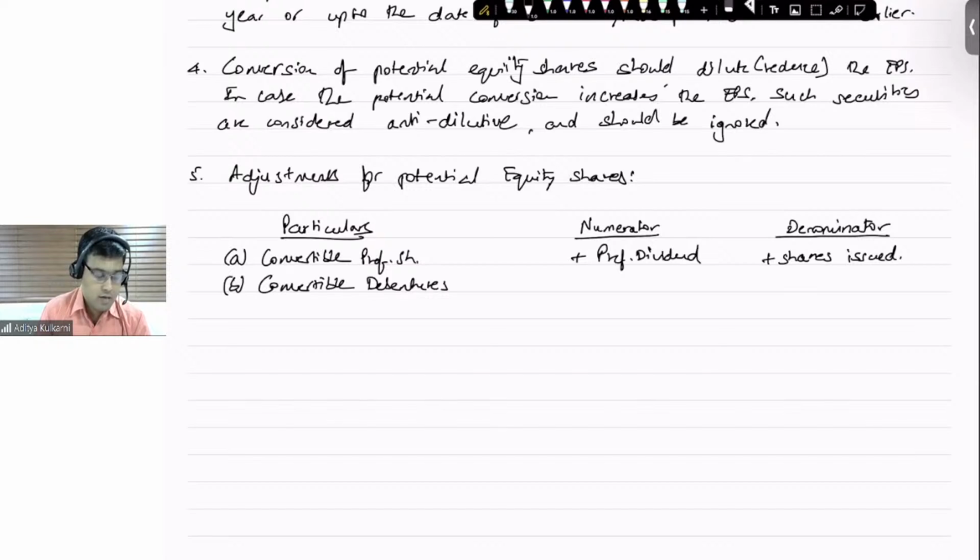Convertible debentures. Interest adjusted for tax. Okay. Issued.